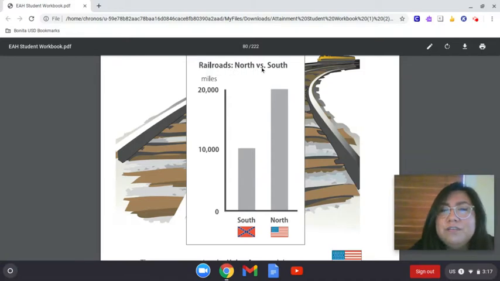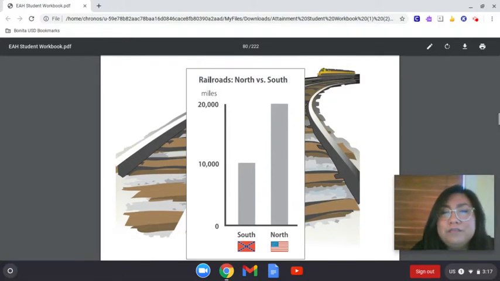Railroads, North versus South. So this graph tells us how many miles of railroads the South had compared to how many miles of railroad the North had. So here on the left side, on the y-axis, we have the number of miles. And down here on the x-axis, we have the south and the north. So let's take a look at this graph.